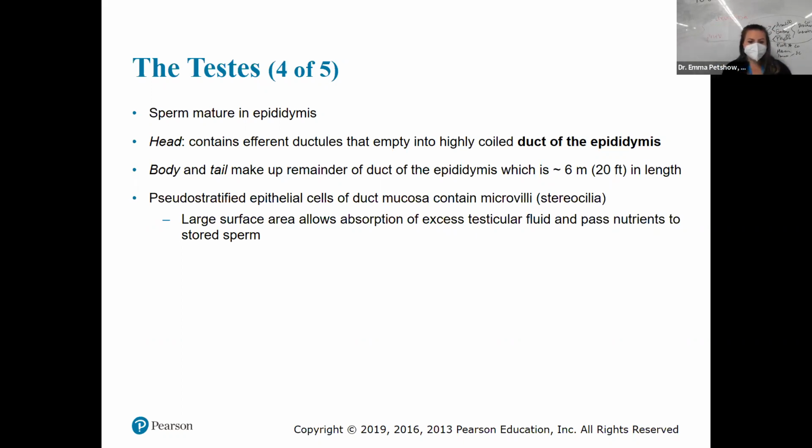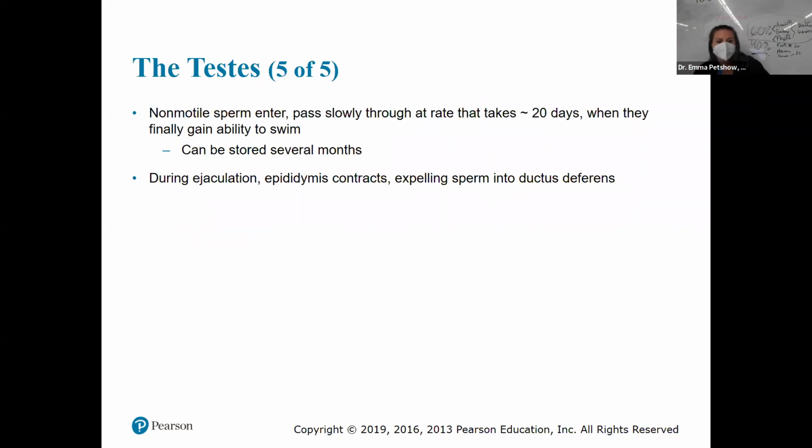And they do contain some microvilli. So that's how you get some movement, is actually just that sweeping action. They also have larger surface areas, so you can get lots of different nutrients and blood flow and supplies to these sperm that are developing. The sperm are non-motile initially. That's why they can't move themselves down. It takes about 20 days until they finally gain the ability to swim.